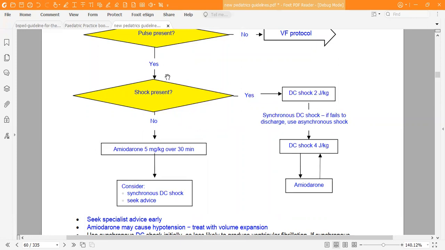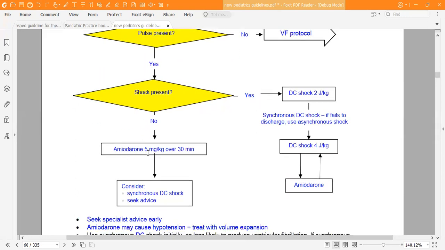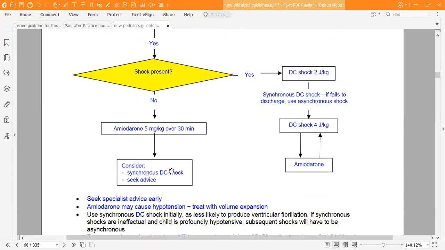Okay. Back to the diamond in here of the shock. If there is no shock, you can palpate a pulse, and there is no shock, you will give amiodarone 5 milligram per kg over 30 minutes, and consider the synchronous DC shock and seek advice, of course.